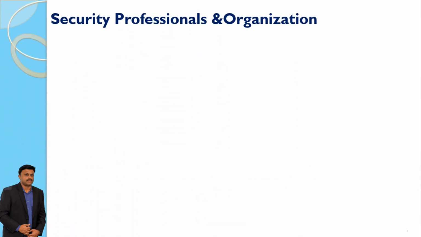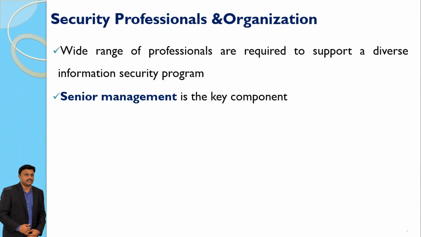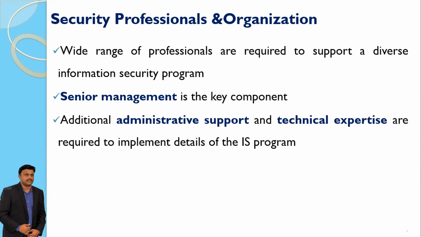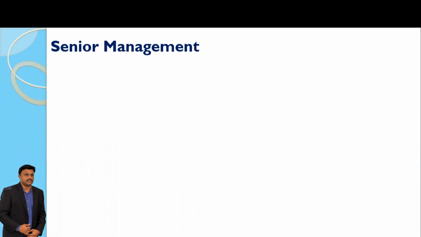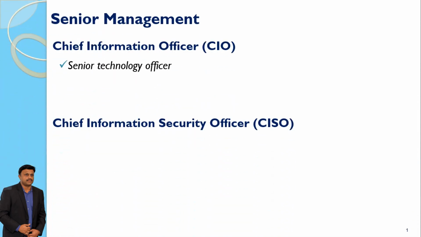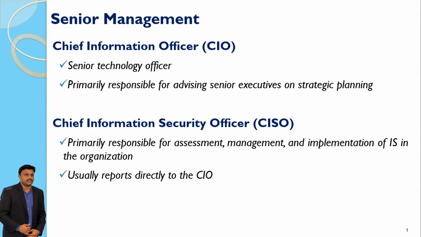A diverse information security program requires a wide range of professionals. Senior management plays a key role, while additional administrative support and technical expertise are essential for implementing the details of the information security program. The Chief Information Officer, or CIO, is a senior technology officer responsible for advising senior executives on strategic planning. The Chief Information Security Officer, or CISO, is primarily responsible for the assessment, management, and implementation of information security in the organization, usually reporting directly to the CIO.